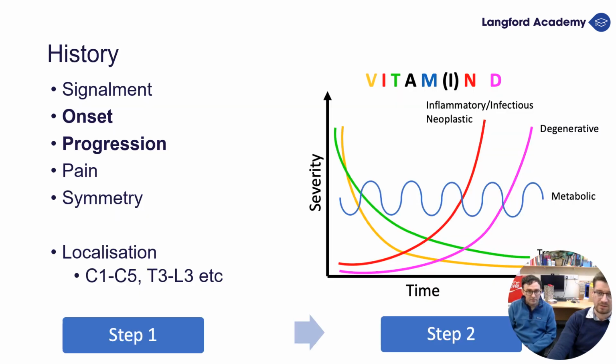So again, going back to this graph, we can see that diseases that tend to be acute onset and progressive would fit with inflammatory infectious disease or neoplastic disease, and conversely, signs that are acute and resolving would fit with a vascular or traumatic injury.